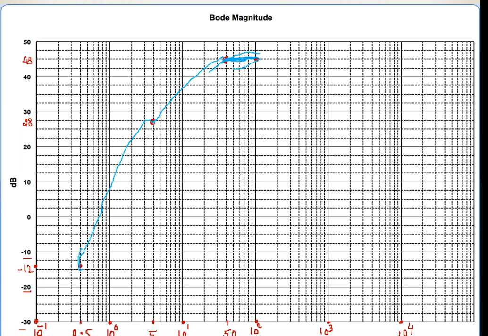So this is the given Bode plot. This is the magnitude plot for the given transfer function. Join all the points with the straight lines. So here the change in slope is.